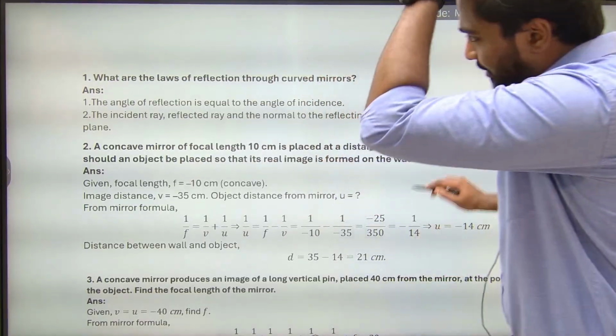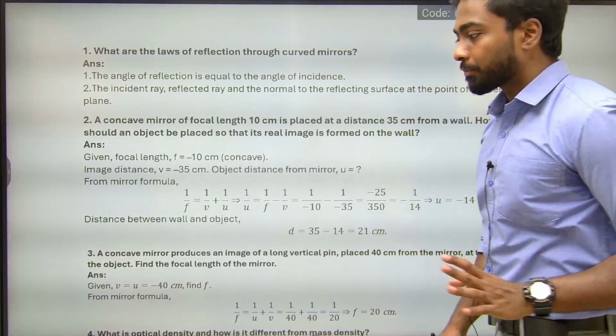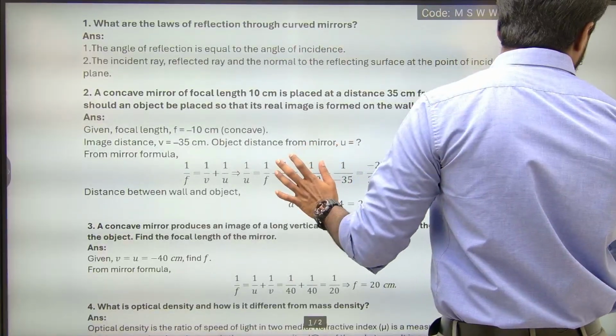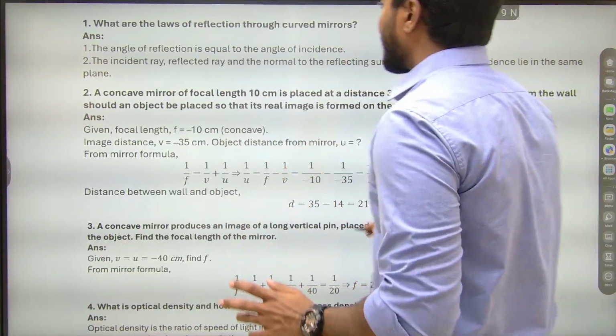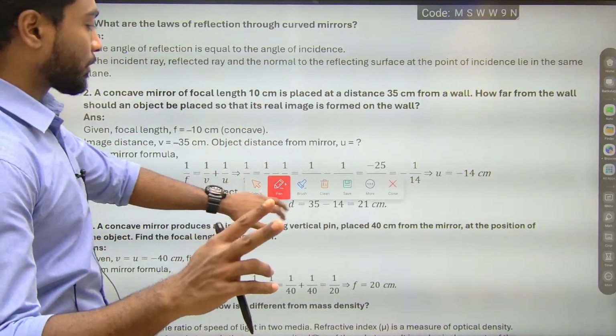So the first question of this class is, what are the laws of reflection through a curved mirror? What are the laws they are asking? Totally, two laws are there.